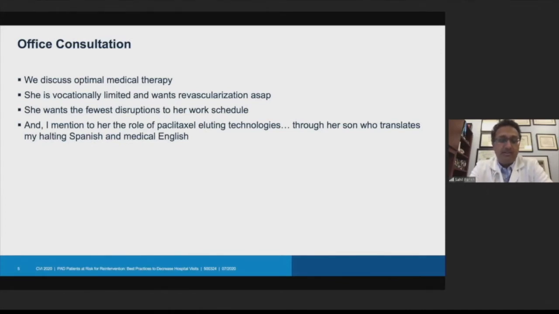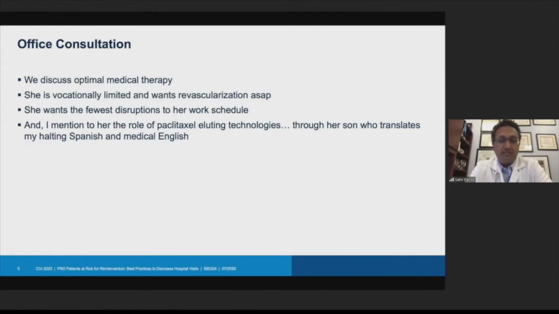She is active, is vocationally and lifestyle limited. And so we talk about optimal medical therapy, but because of her need to get back to work, she really wants treatment right away. And she wants to have the fewest disruptions to her work schedule, which includes having repeat visits to the doctor and or repeat revascularization.